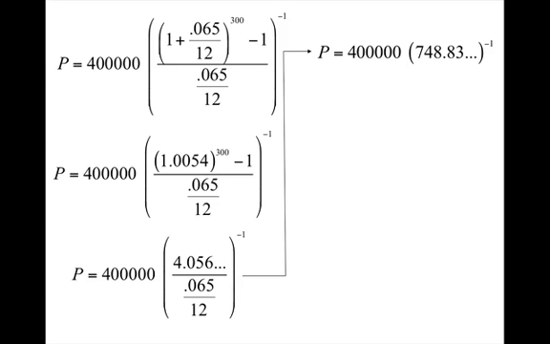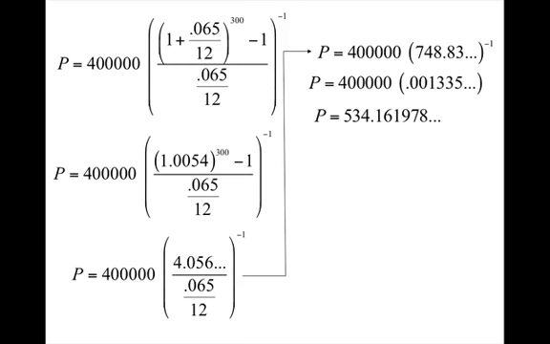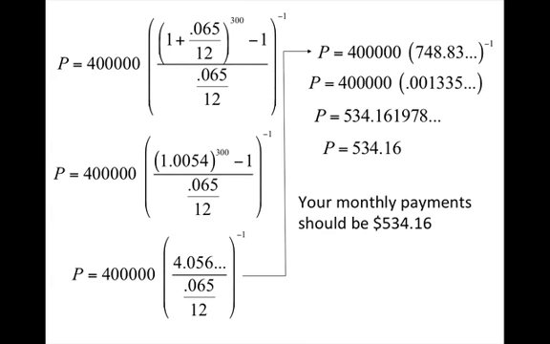Next, we raised that to the negative 1 power, so I pressed my reciprocal button, and I got 0.001335. Then leave that in your calculator and multiply by the 400,000, and we got 534.1619. This is our final answer, so this is where we round, and it's money, so round to 2 decimal places. So we end up with $534.16. So this time the man's monthly payments would be $534.16.